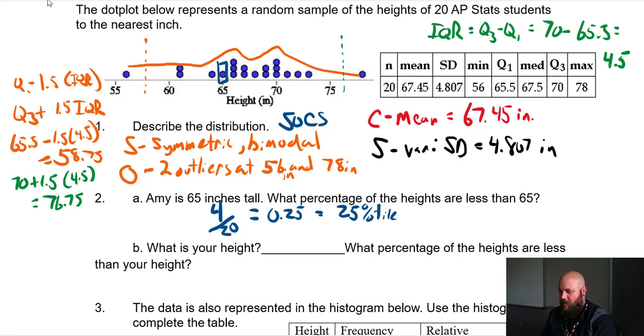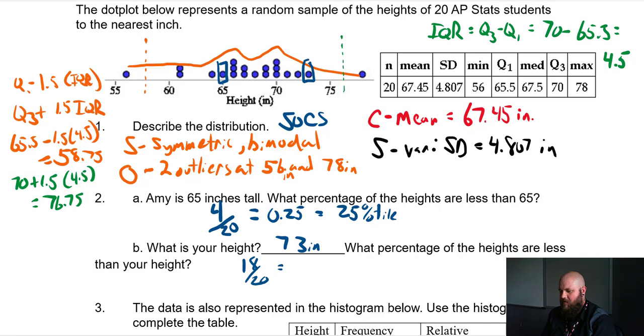And what is your height? Well, I'm just going to do this. Normally there's a group activity type setup for it. But my height, I am 73 inches. Okay? And what percentage of heights are less than your height? So 73 inches, so I'm going to say I'm right here. With those, since there's just me and one more above, there's 2 there. So I know there should be 18 below me, right? So 18 out of 20.